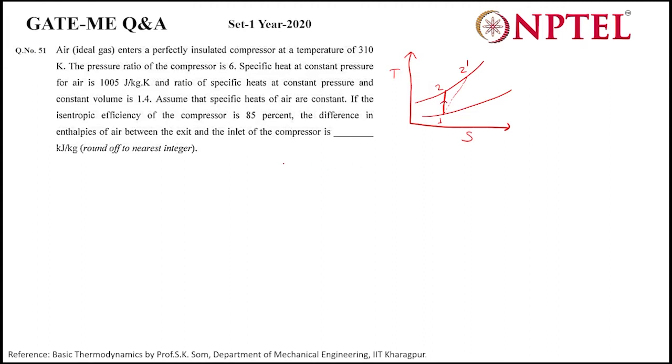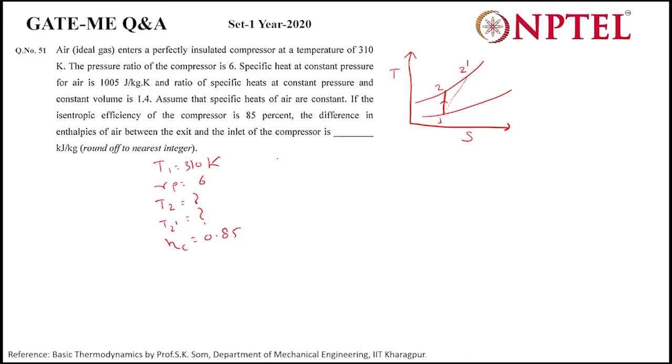Then from the given data we will first find the temperature of all the points and then we will find the enthalpy difference. So first we write the given data. T1 is 310 Kelvin and Rp is given as 6. So we have to first find T2, then T2 dash, and the efficiency for the compressor is given as 0.85.